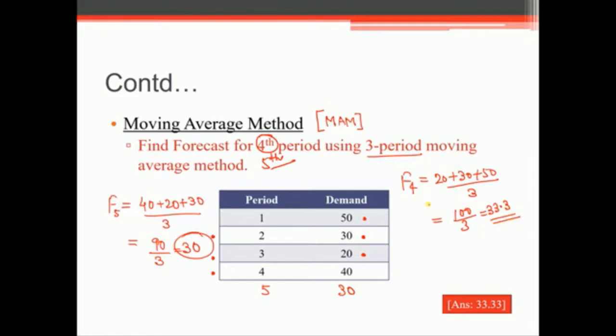Okay, so F4 is the forecast for the fourth period using the 3 period moving average method, and F5, the forecast for the fifth period, is 30 using the 3 period moving average method. Why is it called moving average? Because here you can see the data are moving, so that is why it is called the moving average method.